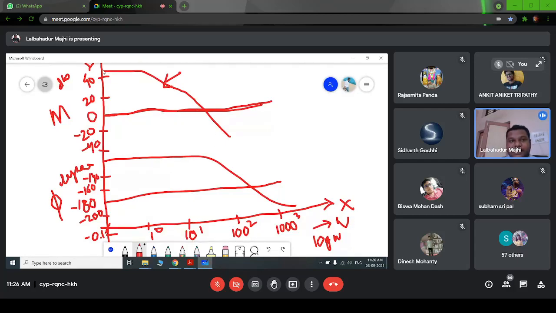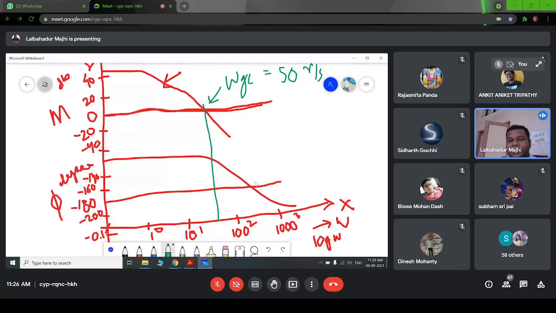So here we can see the magnitude plot is intersecting this 0 dB axis, right? This 0 dB axis at this point. So this will be our gain crossover frequency, omega GC. We can see the omega GC will be around 50 radian per second, right? Because 10 to 100 means it will be around 50. So the gain crossover frequency is 50 radian per second.